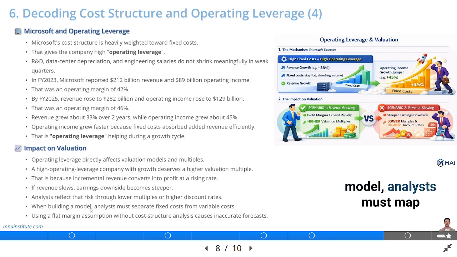When building a financial model, analysts must map which costs are fixed and which are variable before projecting future margins. Applying a flat margin assumption without understanding cost structure will produce inaccurate profit forecasts under any revenue scenario.